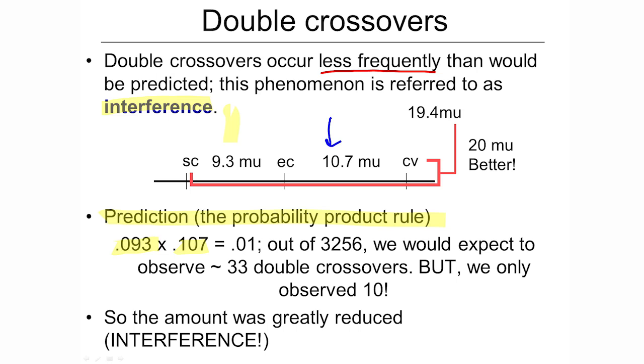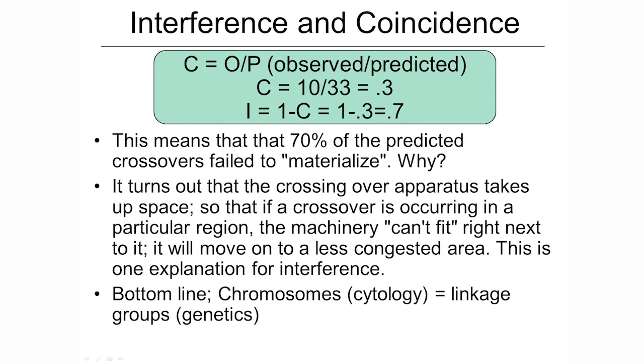Now, if you do the math, this is in essence about 0.1 times 0.1. So it's about 1% of the time you should see two crossovers occurring together. Now, the math isn't exact, but if you take 1% of 3256, you would expect to see something like 33 double crossovers. This is the same data. What did we see? We only saw 10. The amount that we would have thought should happen based on the distances was reduced. It was interfered with. There was interference, I. Okay? Let's understand how this happens and how to figure it out.